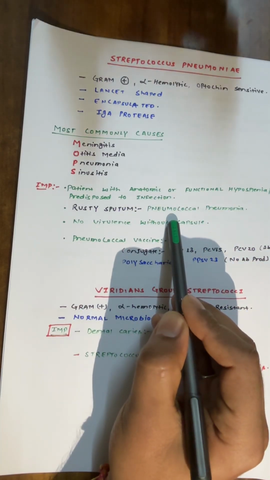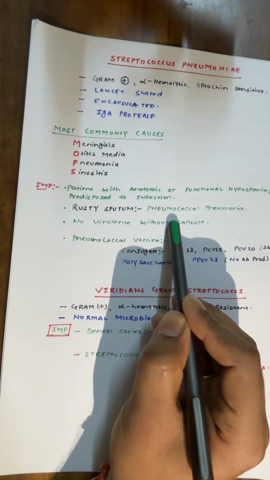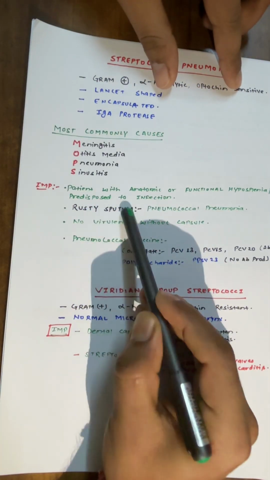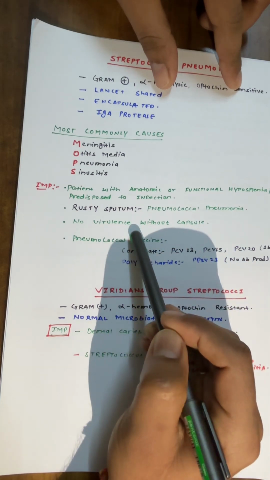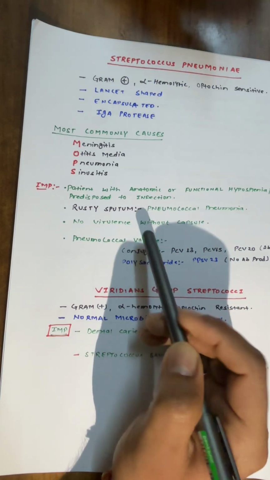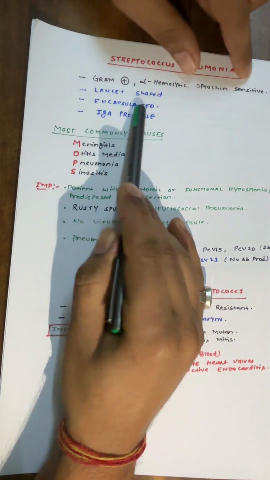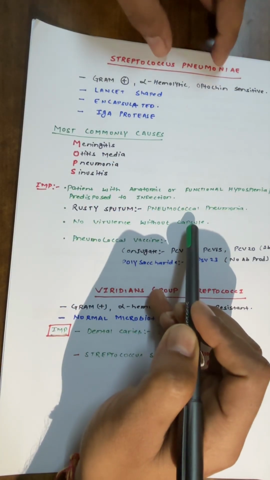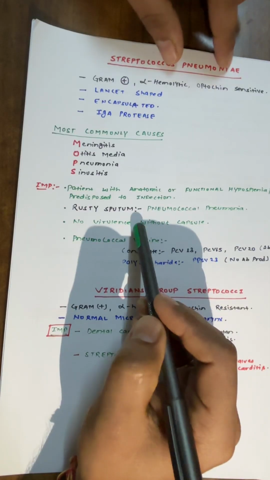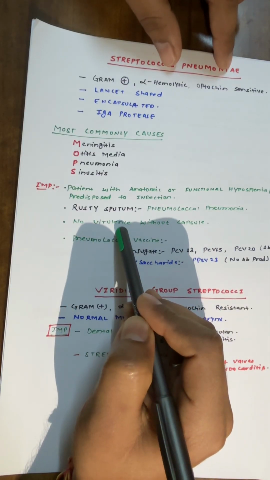Then a very classic clue, which is mainly asked in the USMLE exam or any PG entrance exam: whenever you see rusty sputum, always think about pneumococcal pneumonia. Then always remember that they are encapsulated, right? So no virulence without capsule. If Streptococcus pneumoniae has no capsule, then it has no virulence factor.